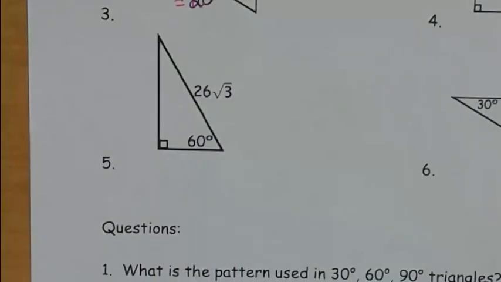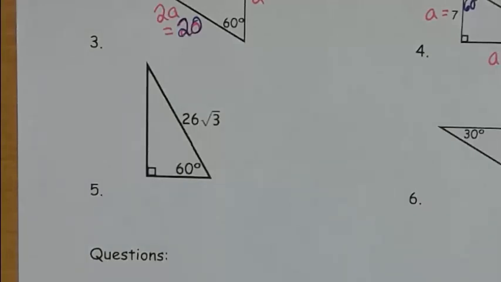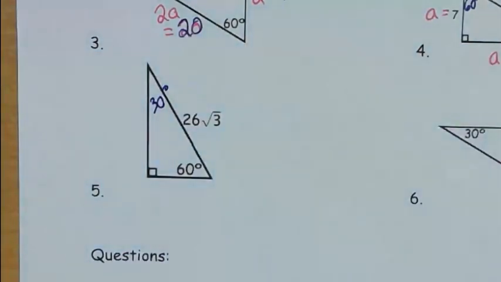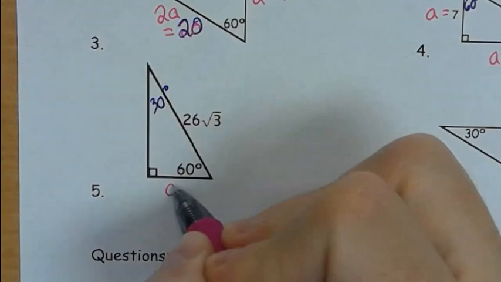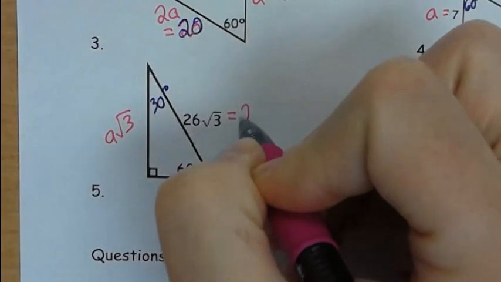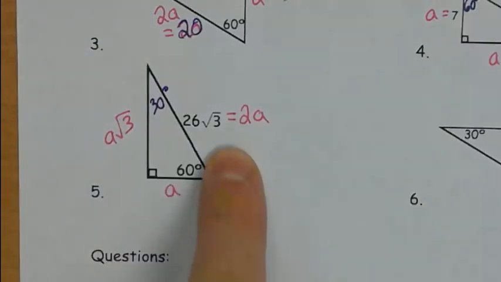Now let's move on to our more challenging problems in number 5 and number 6. They're both kind of similar, and you'll see why in a second. In number 5, we have a 30-degree angle up at the top. We're starting the same way and putting in our pattern of A, A root 3, and 2A. Right away we see that our hypotenuse side has a root 3 in it, which is not what we've seen so far. So what we need to do is establish that I can still solve for A. If I want to know what A equals in this equation, I would just divide both sides by 2.